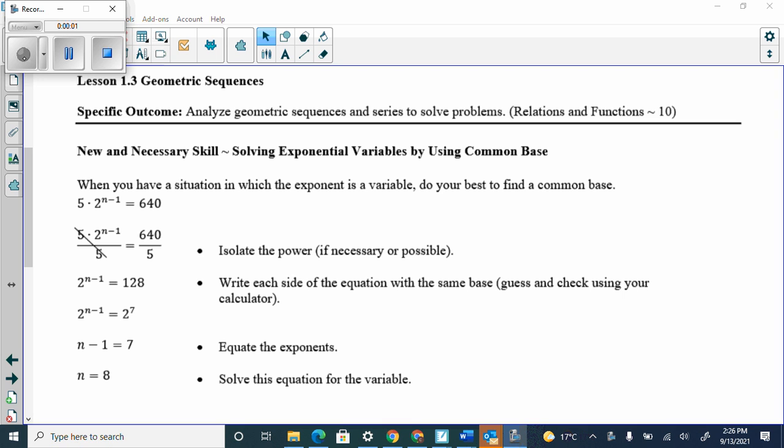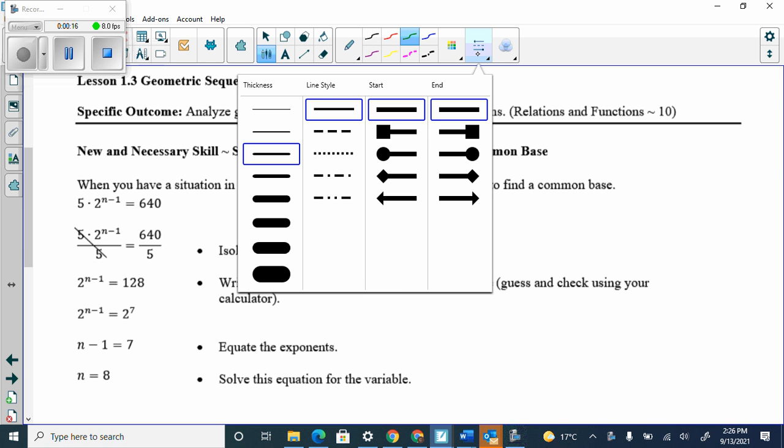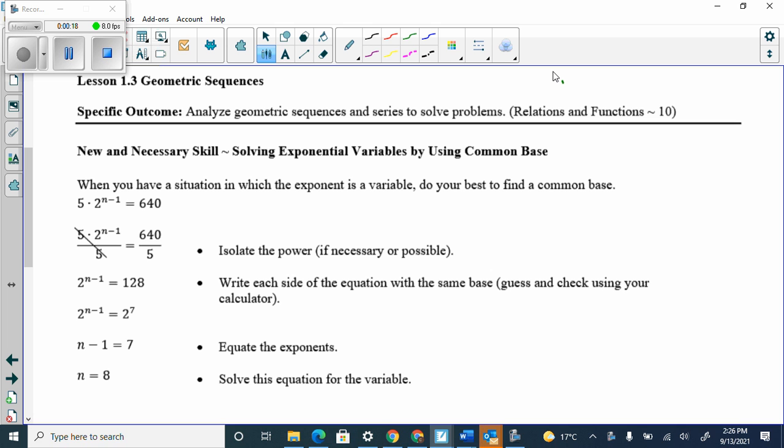So we're going to talk about common base, which we talked about last year a little bit. We're going to talk a lot about it this year to be able to solve some things, and then we talk about it even more in 30-1. So it's a new and necessary skill. Sometimes you've seen it before, but we're going to talk about it.